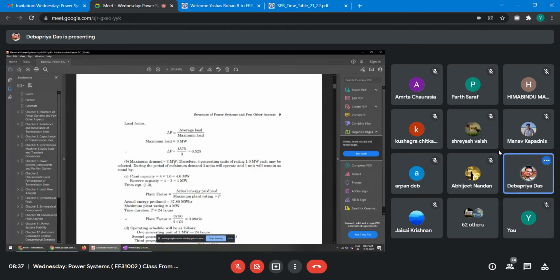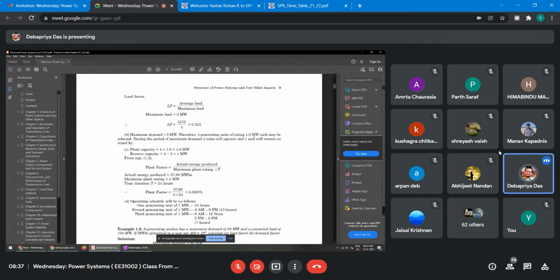But anyway, maximum is 3 megawatt, and therefore you can choose 4 generating units of 1 megawatt. This is from my intuition, right? I have not made any research or anything. If you choose 4 units, because if one is out, not operating, another one you can start. If 2 are out, then you cannot supply the full load, because only 2 megawatts maximum will be available, right? During the period of maximum demand 3 units will operate, and one unit will remain as standby, that is reserve. So plant capacity will be 4 megawatt.